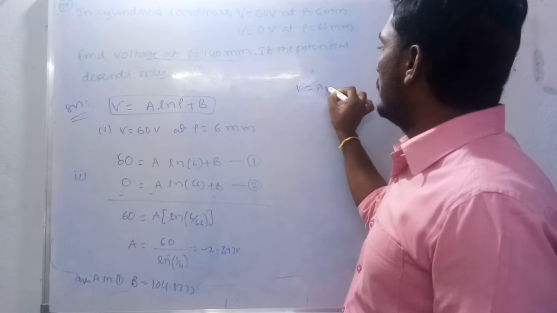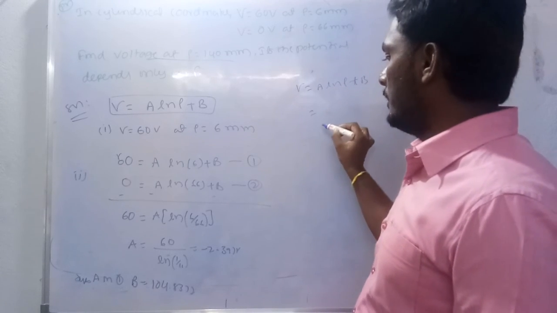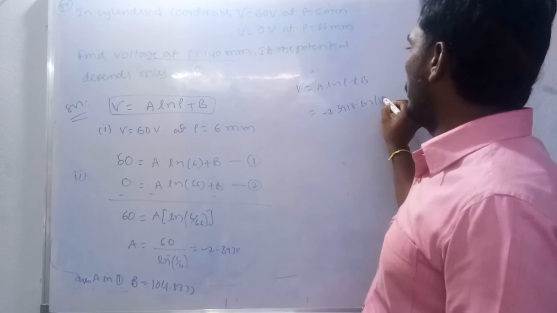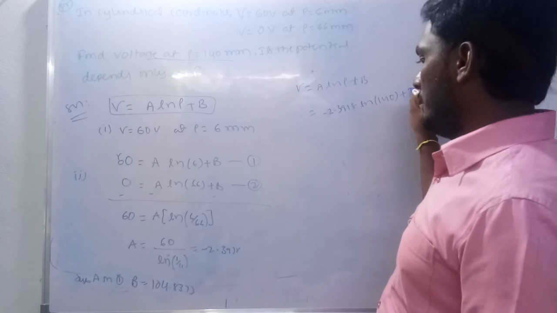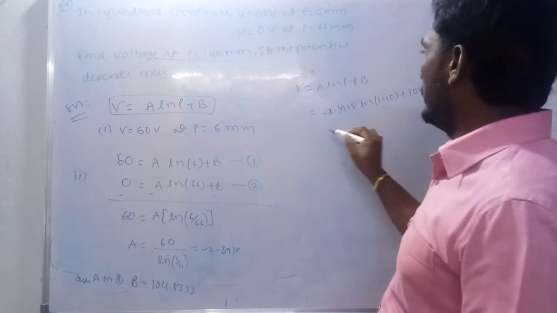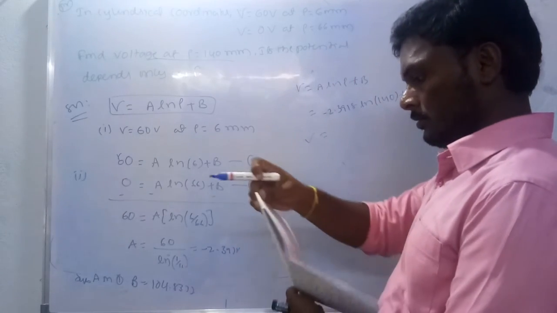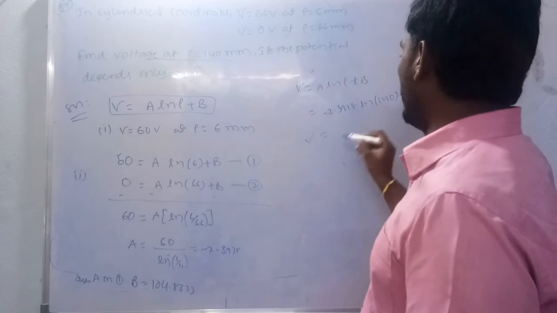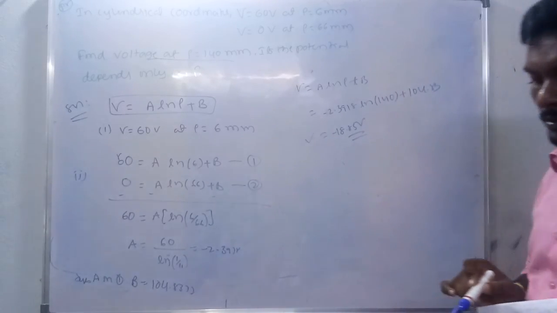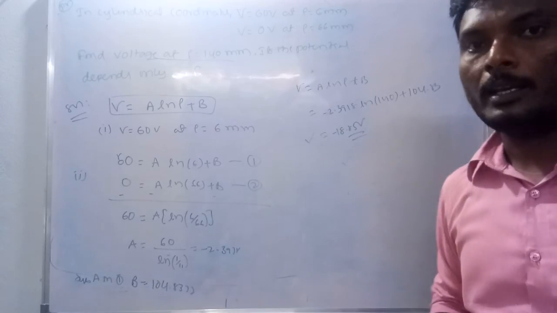So V is equal to A ln of rho plus B. As we know the A and B values, substituting minus 25.0978 ln of rho, that is 140, plus B, 104.837. So the answer will be minus 18.85 volts. Okay, so up to now we have completed our Laplace and Poisson's equations. We will meet in the next class. Thank you.